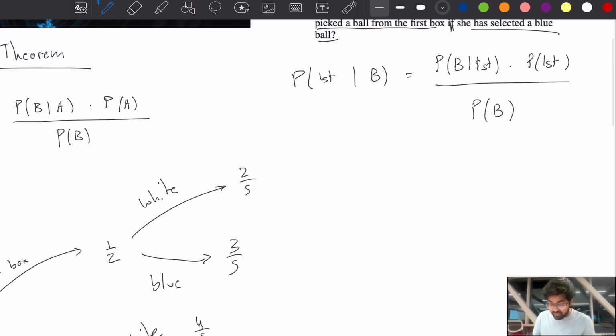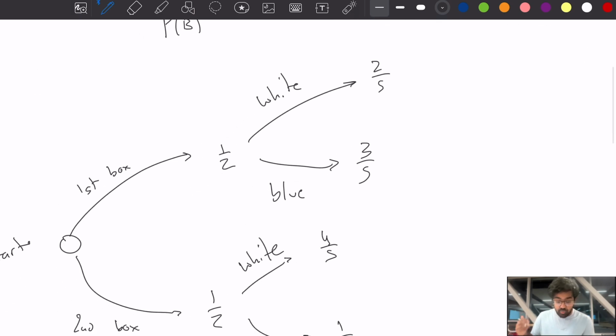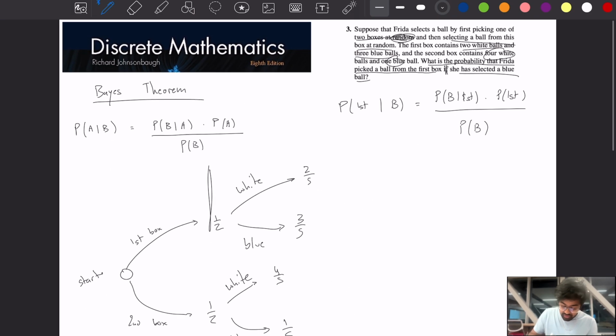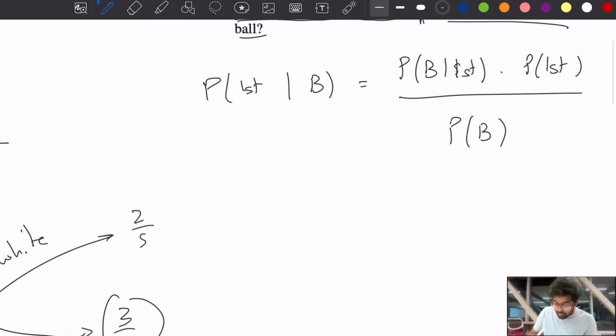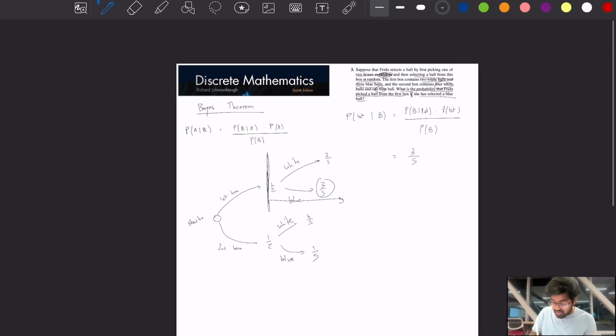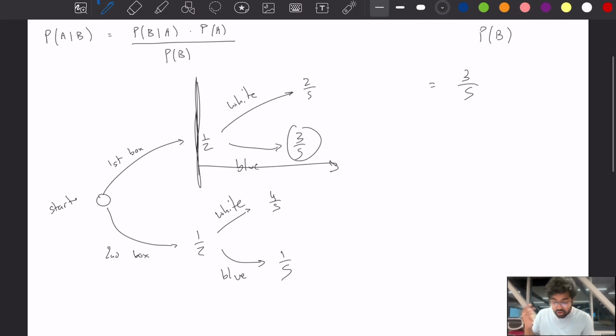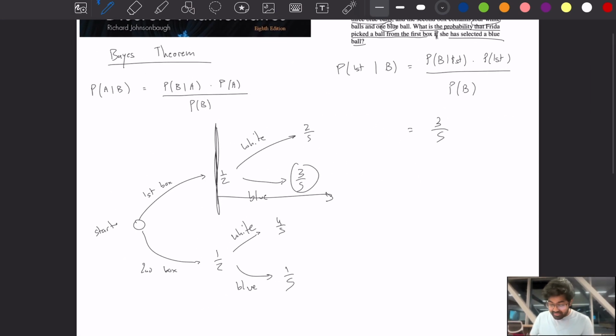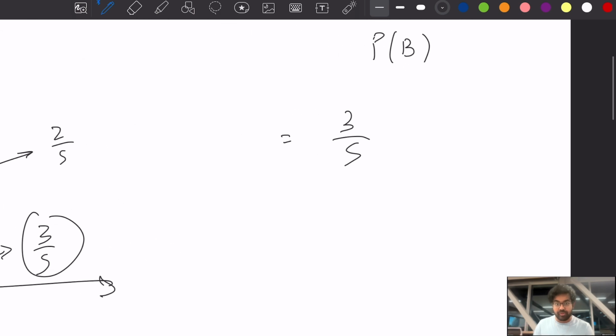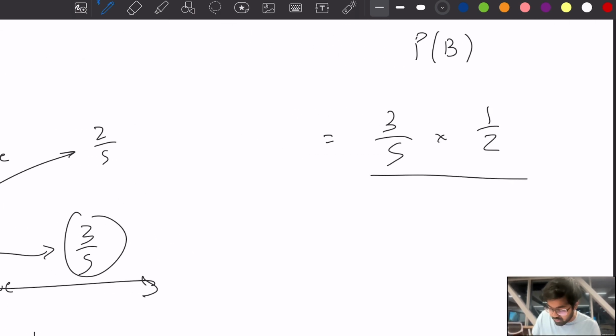But how do we figure this out? The probability of finding a blue ball given that we're in the first box: we start here and read from left to right. We can see that the probability is 3/5, just intuiting it based off of the tree that we have drawn. Second is the probability of us picking the first box. That should be pretty easy, right? There are only 2 boxes, they're at random, so the probability of picking one box should be 1/2.